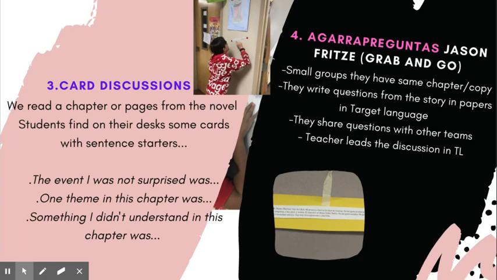So they can give me the answer in Spanish or in English, but they need to read to get all the answers. Number four is Agarra Preguntas by Jason Fritze. In English it is Grab and Go. We have small groups and they share the same chapter, the same copy. We're on the same page. So they write questions from the story on papers in Spanish and then they share the questions with other teams. And at the end, I'm going to lead the discussion in the target language, in Spanish. They're going to read the questions and we're going to find the answers as a group.